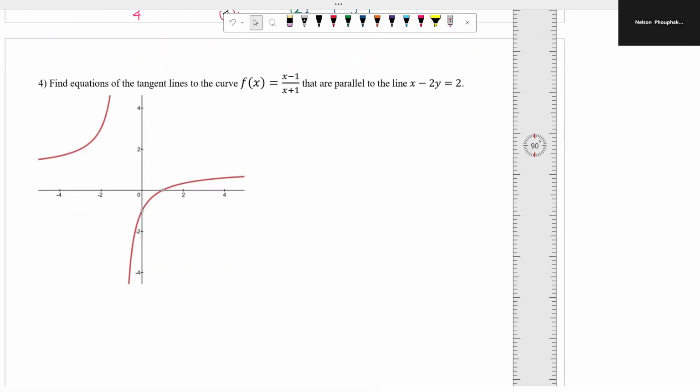What we need to do is, because to this one here, they tell you that I would like to find the equation of the tangent line that is parallel to this line right here, x minus 2y equal to 2. So what I would like to do first is find the slope of x minus 2y equal to 2 first.